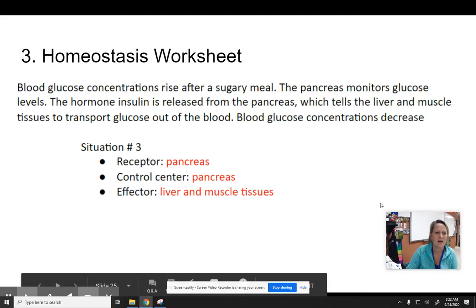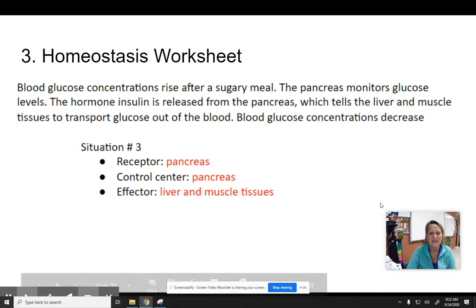The next one, number three, blood glucose concentrations rise after a sugary meal. The pancreas again monitors glucose levels. The hormone insulin is released from the pancreas, which tells the liver and muscle tissues to transport glucose out of the blood. The blood glucose levels decrease. So it's taking away from the problem of high glucose, so that is going to be negative feedback.